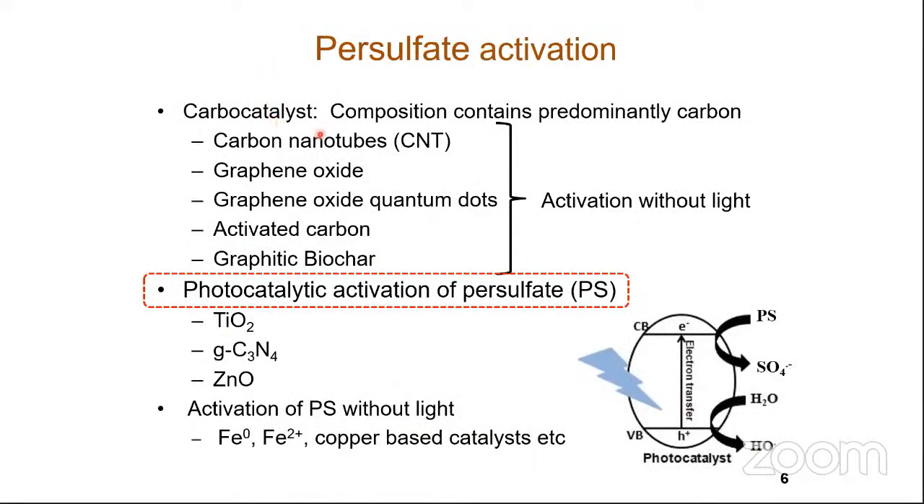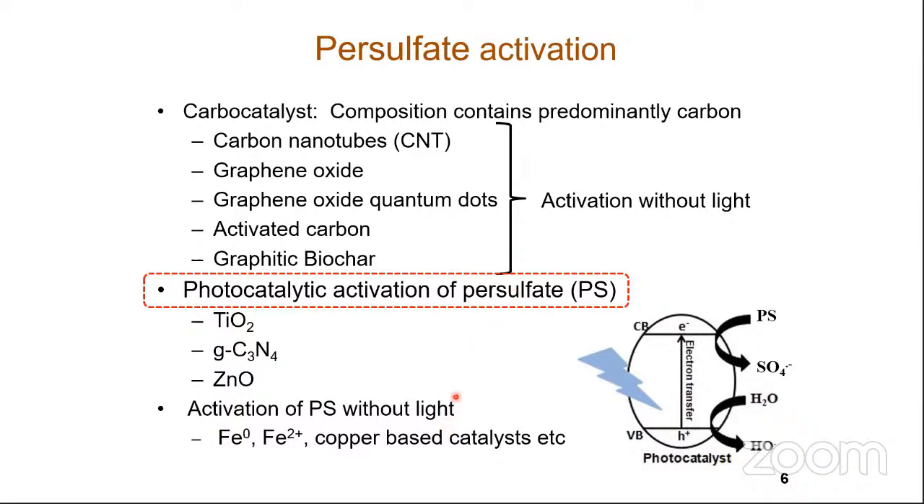Another persulfate activation is done by using carbocatalysts. Their composition contains predominantly carbon. These are carbon nanotubes, graphene oxide quantum dots, activated carbon, and graphitic biochar. This is done without light through different processes like the generation of singlet oxygen and electron transfer.